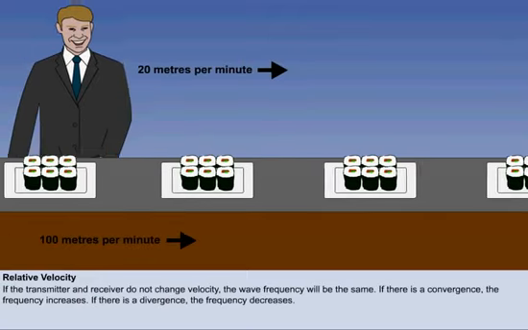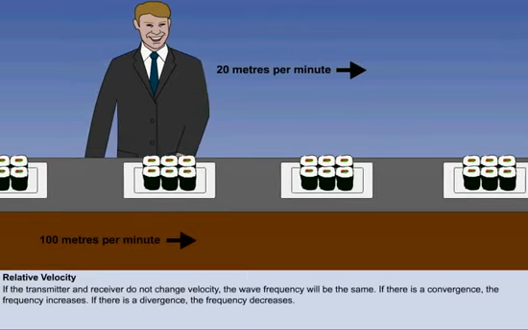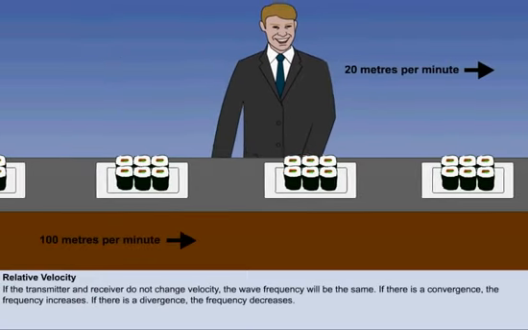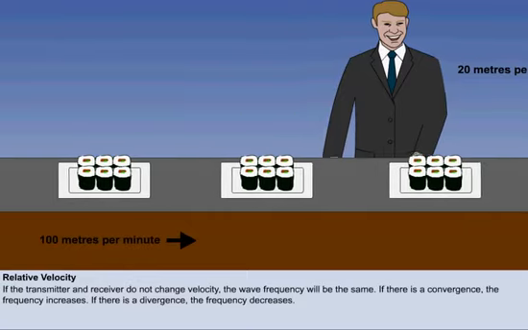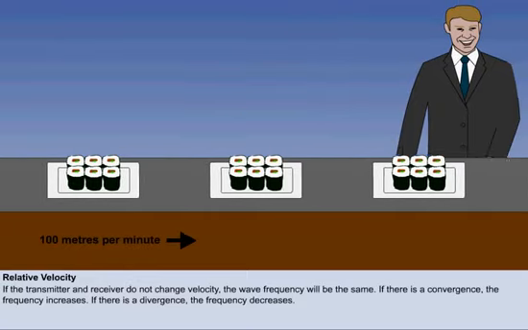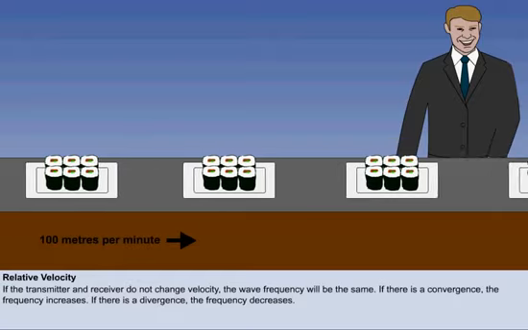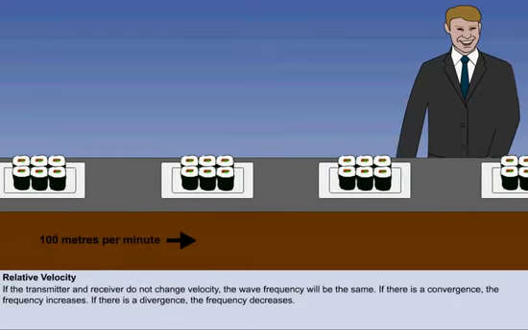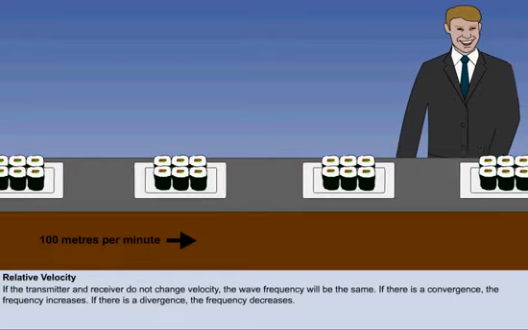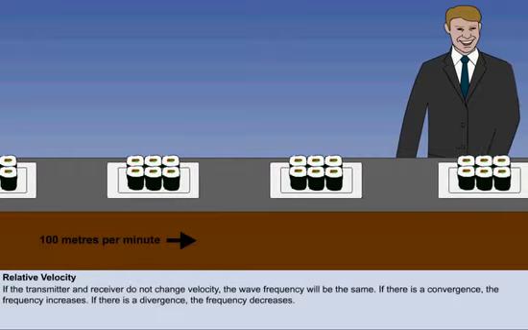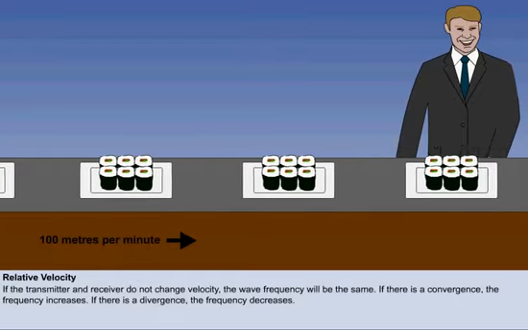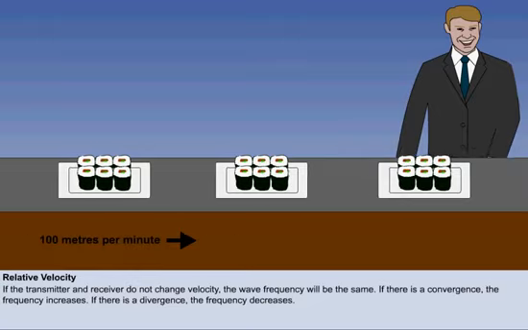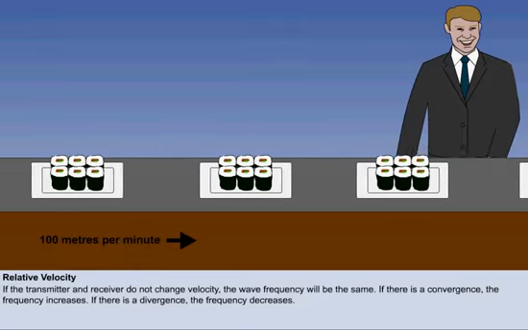If you now walk at 20 meters a minute in the same direction as the dishes, then your joint speed is 100 minus 20 meters a minute. This means that only 8 dishes will pass you in a minute, one every 7.5 seconds. If there is a divergence, the frequency decreases.